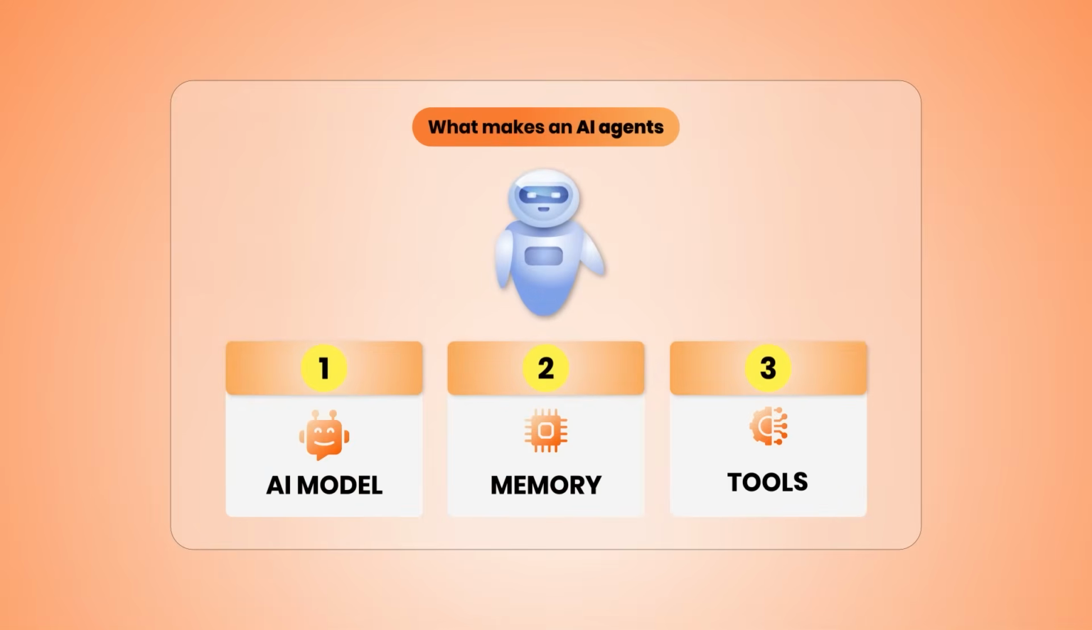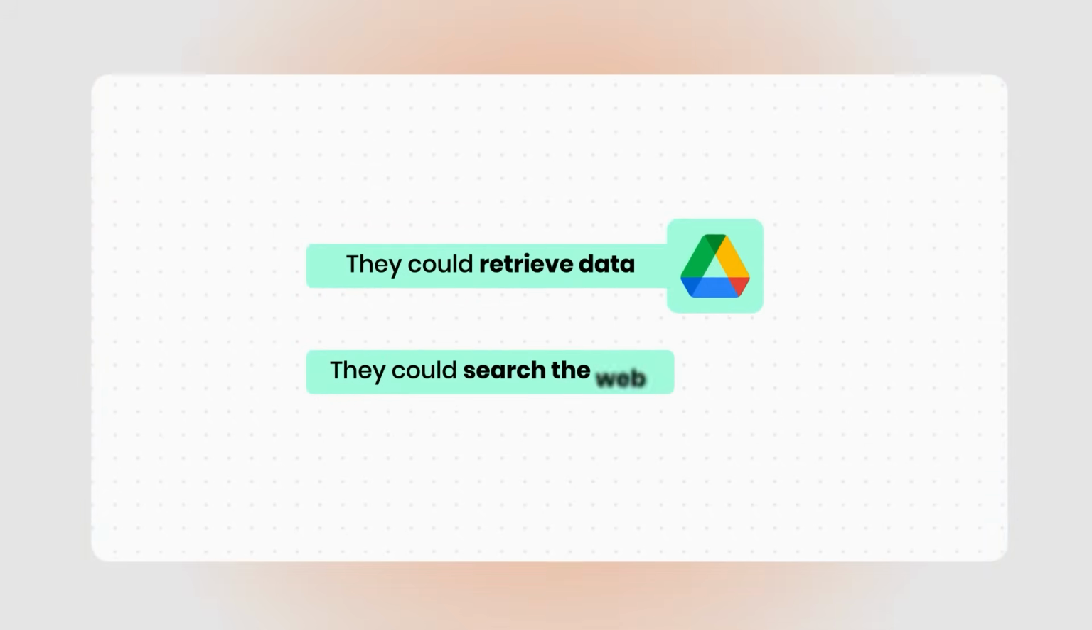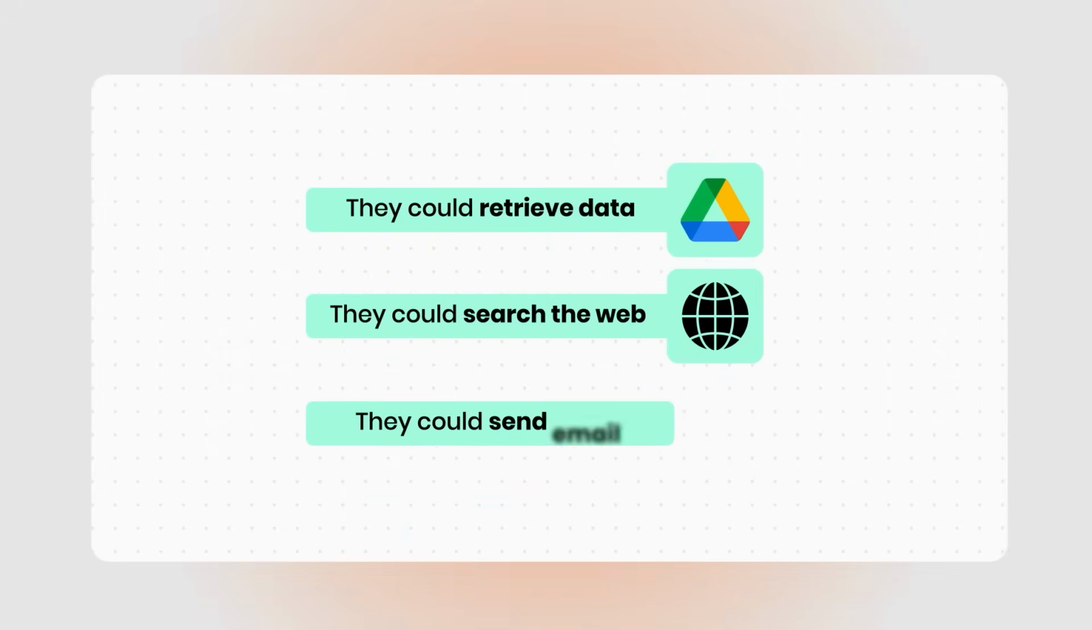And third are tools. AI agents can use tools to do all kinds of different things. So for example, they could retrieve data from your Google Drive. They could go ahead and search the web for you. They could send emails using Gmail for you, and they could chain actions together to get a lot more done than just taking one action inside of one app.